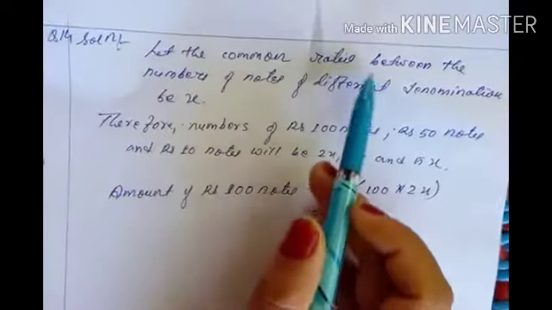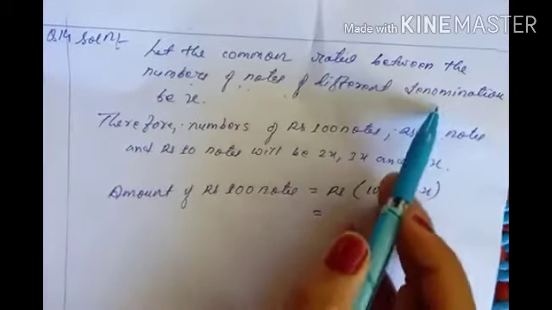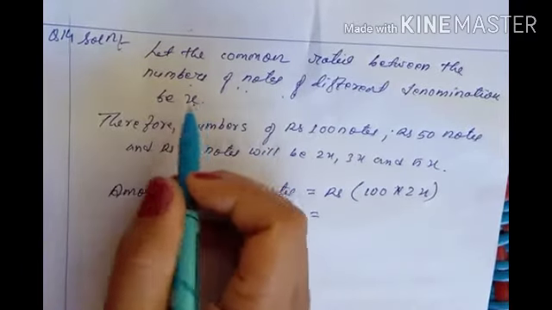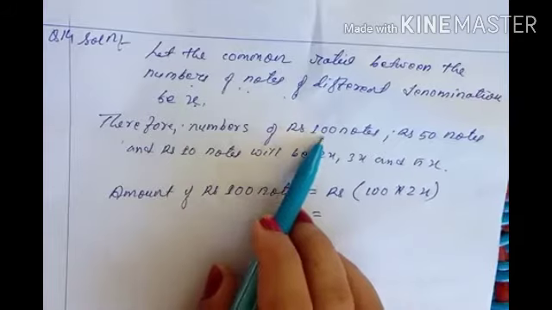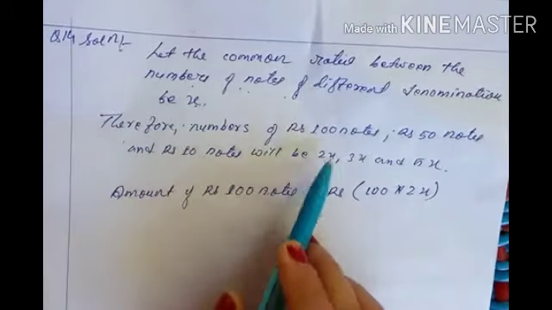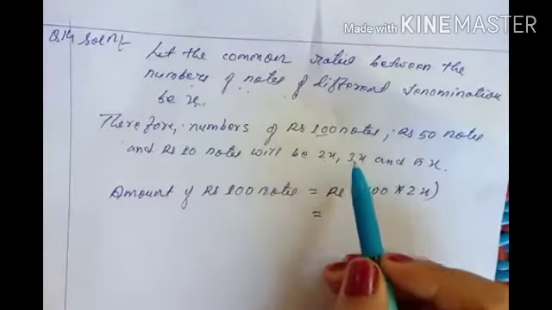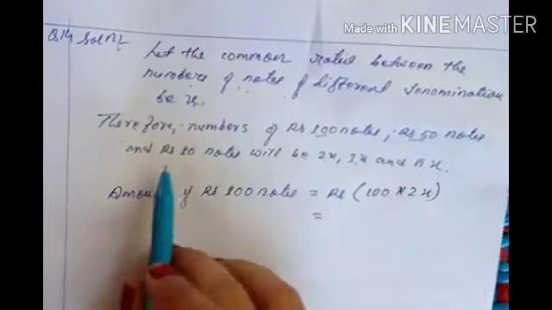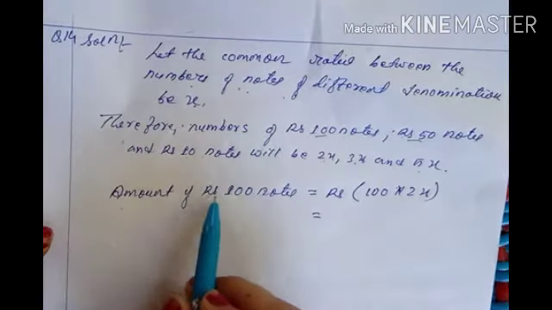Let the common ratio between the number of notes of different denominations be x. Therefore, the number of rupees 100 notes, rupees 50 notes and rupees 10 notes will be 2x, 3x and 5x. Means 2x notes are there for 100 rupees, 3x notes are there for 50 rupees, and 5x notes are there for 10 rupees.